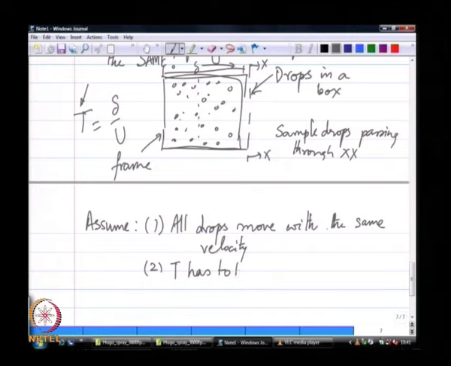So, this criterion is that capital T has to be exactly equal to delta divided by u. In other words, if you made a freeze frame of a spray and you reconstructed a drop size distribution, even if all the drops were moving with the same velocity, I am constrained to sample at this capital T only to get the exact same distribution, which is again very restrictive. So, T has to be exactly equal to delta divided by u. This is not so obvious.